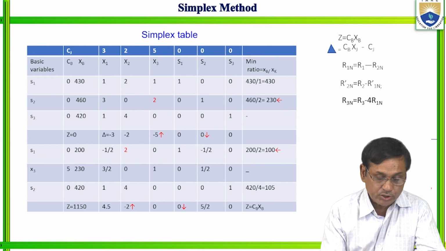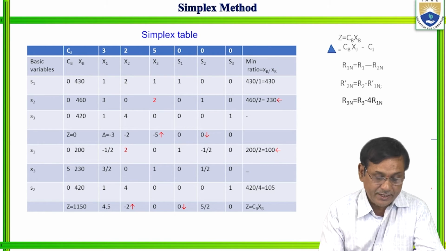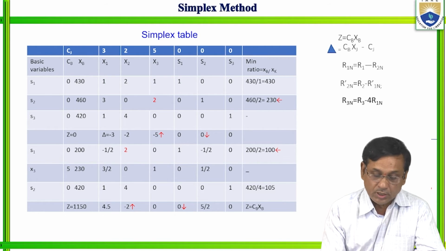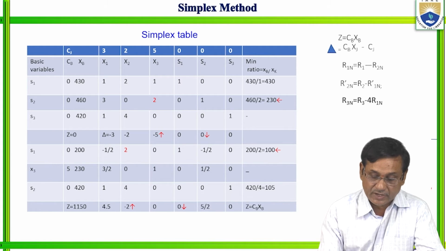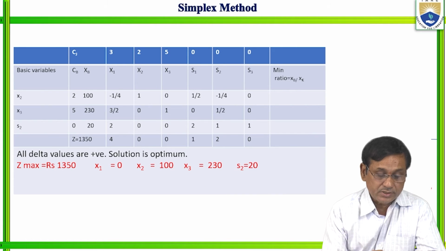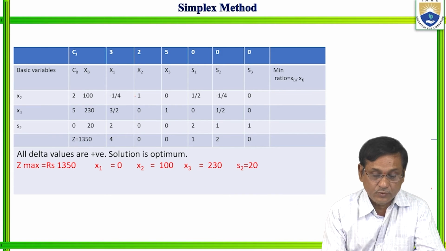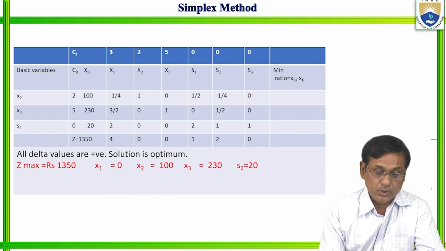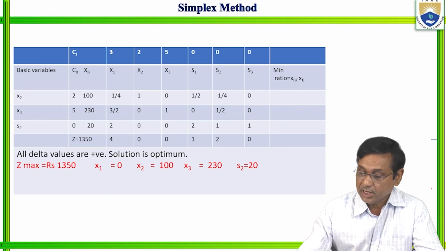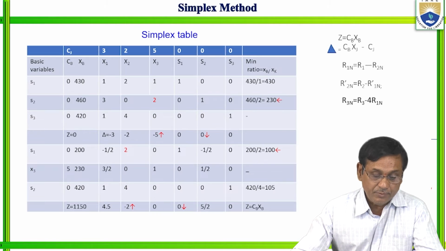And what is the key element here? The key element here is 2. So divide that entire row by 2, that is 200 by 2, minus 1 by 2 by 2 and 0 by 2, 1 by 2, minus 1 by 2 by 2, 0 by 2. So that you are getting the values as, here you can see, 100, minus 1 by 4, 1, 0, 1 by 2, minus 1 by 4, 0.